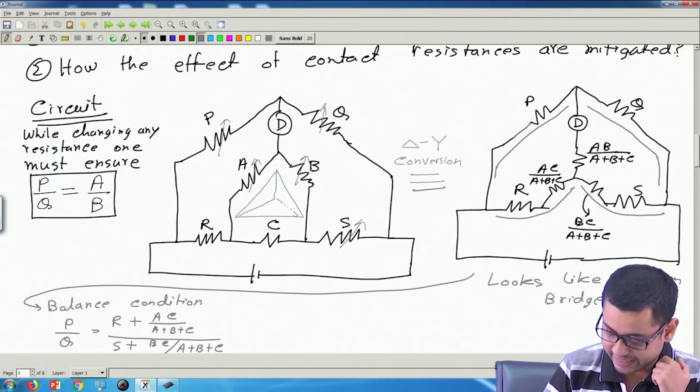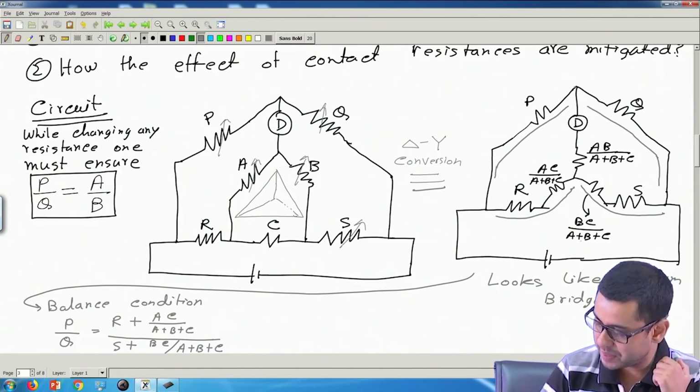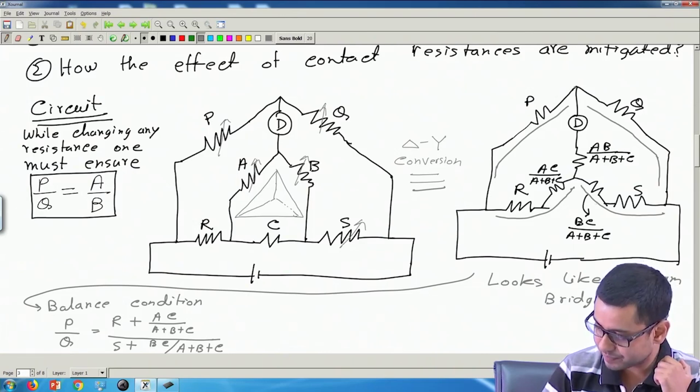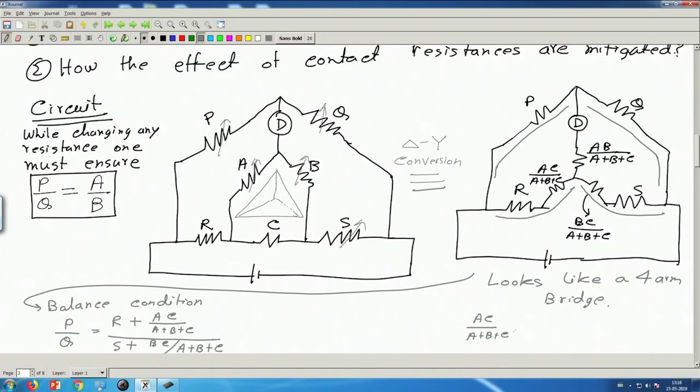After this delta to star conversion, the resistance here on the left side is AC by A plus B plus C, and this side is BC by A plus B plus C. So it's like it's dividing this resistance C in the ratio of A by B. If you take the ratio of these two, AC by A plus B plus C to BC by A plus B plus C, this is nothing but A is to B, which is the same as P is to Q.